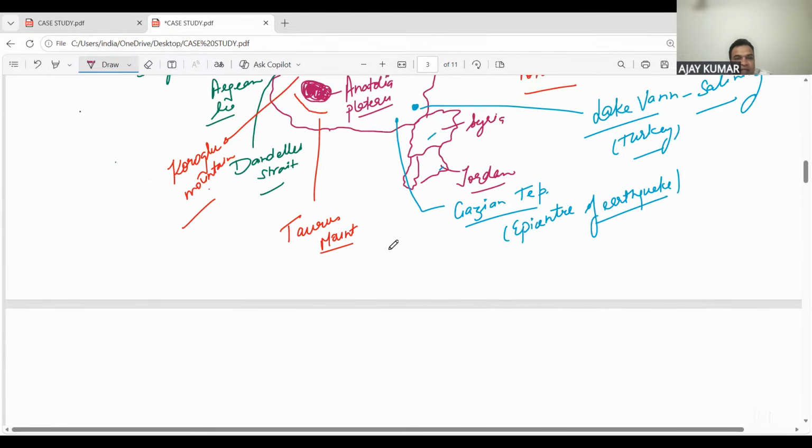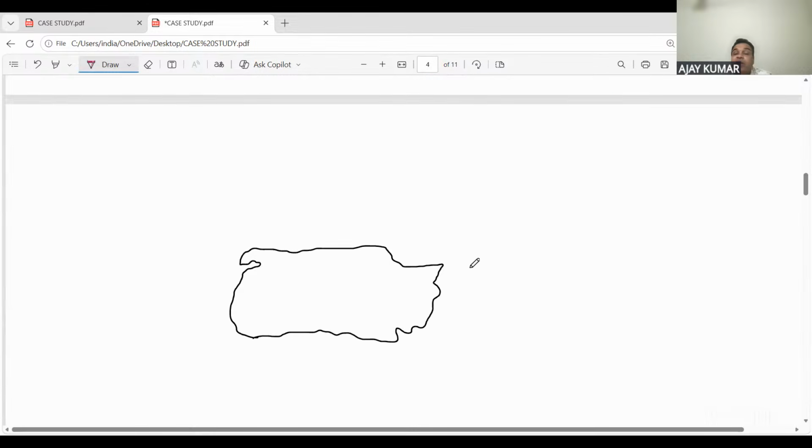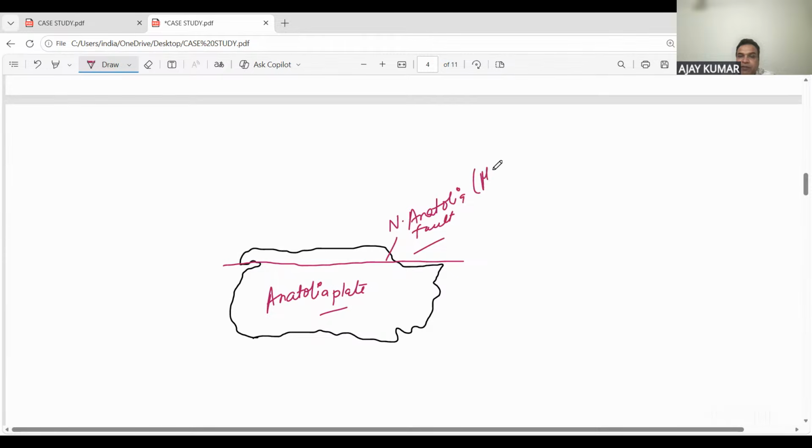Okay, and Turkey is lying on a plate. This plate is the Anatolian plate. Okay, on the north of this Anatolian plate, there is a fault. This fault is called the North Anatolian fault, which is the meeting point of the Anatolian and Eurasian plates.